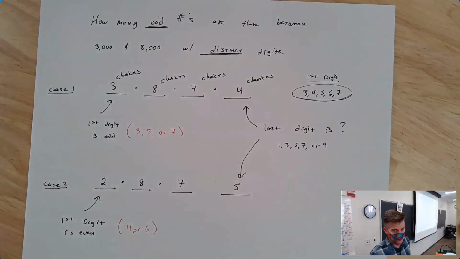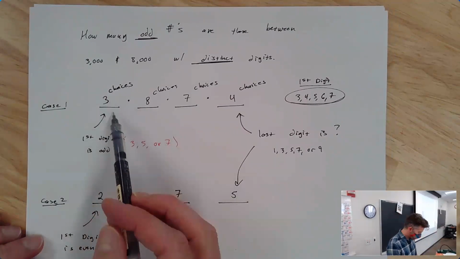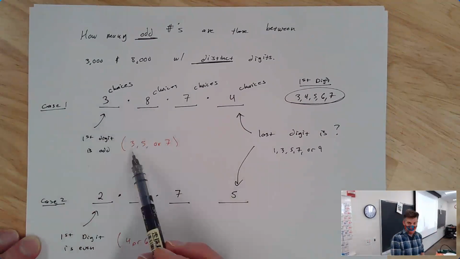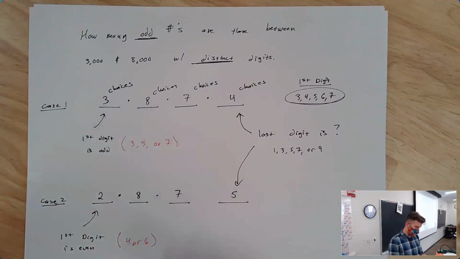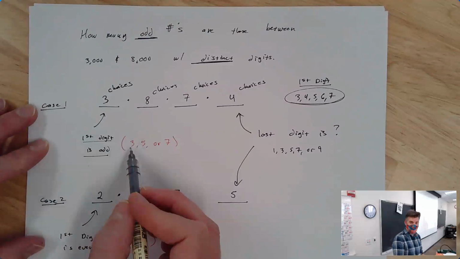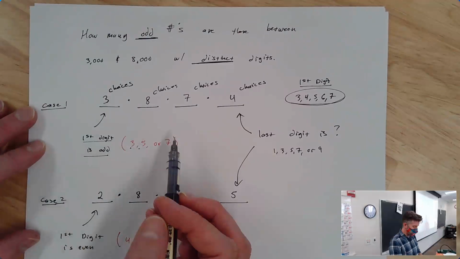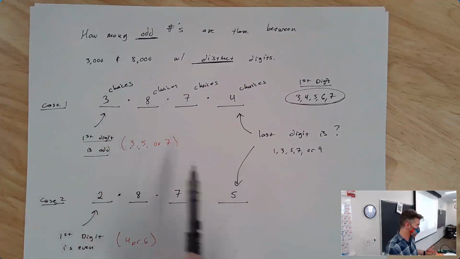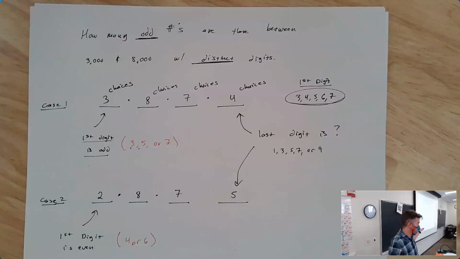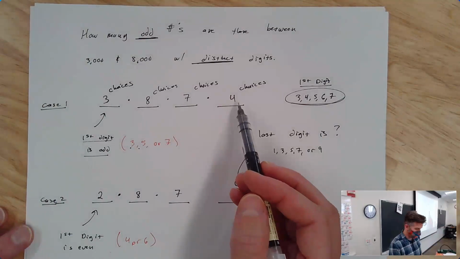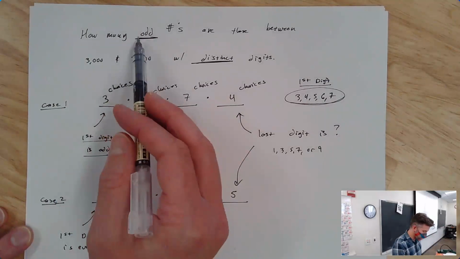Do I mind explaining the choices again? Not at all. So, case 1, we had 3 choices because there are 3 numbers to choose from for the first digit. In case 1, where we're saying the first digit is odd, it can either start with a 3, a 5, or a 7 because the number has to be between 3,000 and 8,000. So it could be 3,000 something, 5,000 something, or 7,000 something. But it can't be 9,000 something. That's too big. Then the last digit has to be odd as well if we want the entire number to be odd itself.